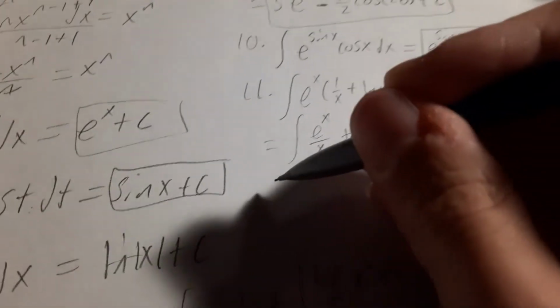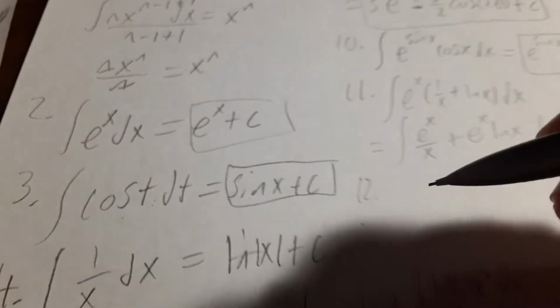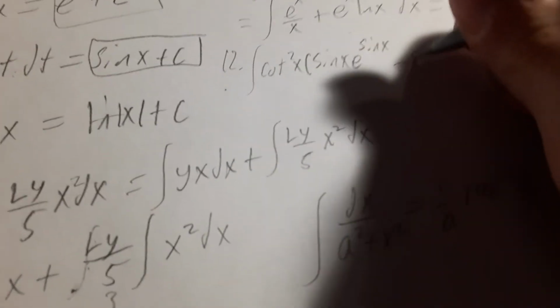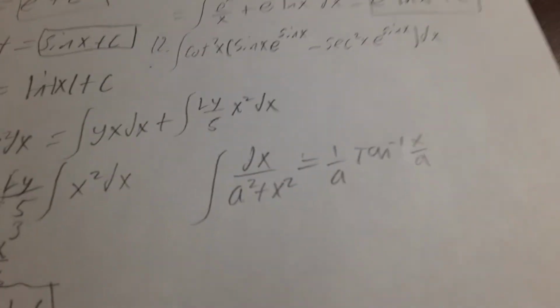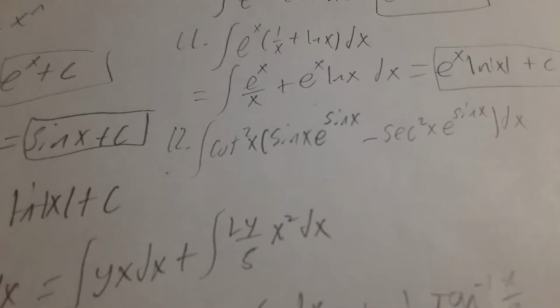So our last one is a bit of a very long-winded, complicated one. We have the integral of cotangent squared x times sine x e to the sine x minus secant squared x e to the sine x dx. If you saw my 250 integrals video, then you would know that this is number 99.